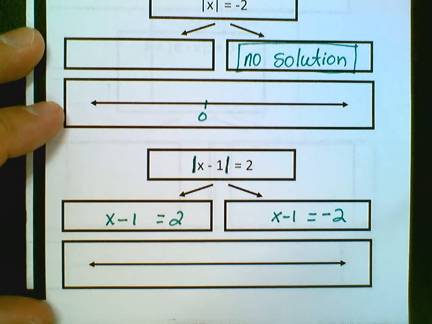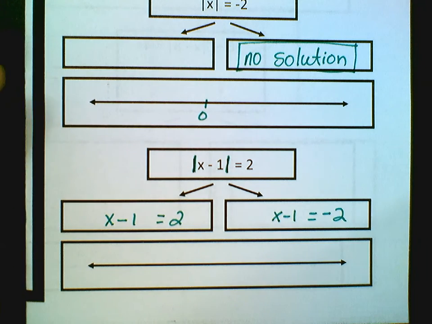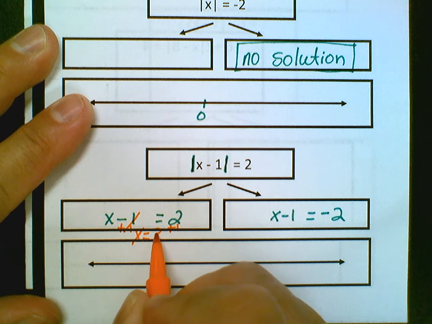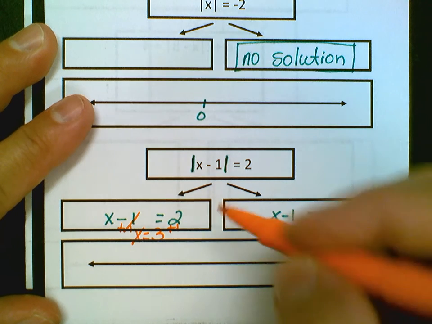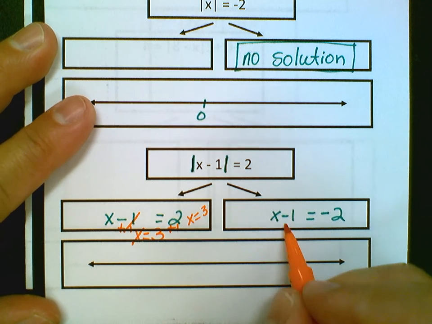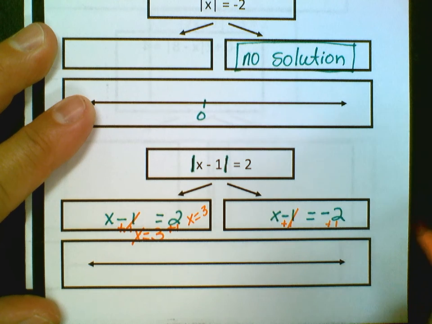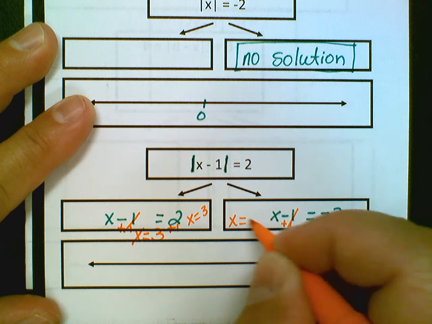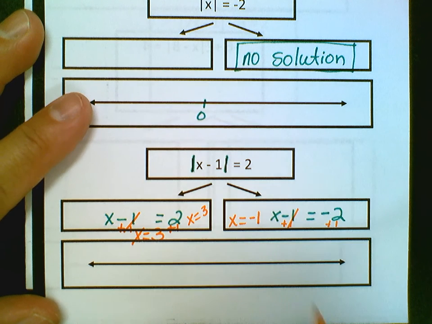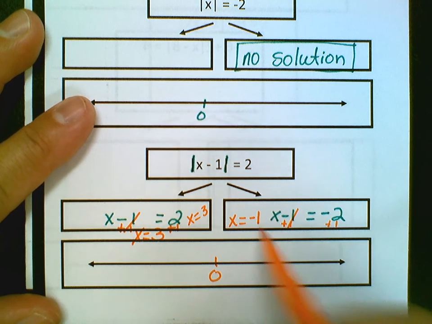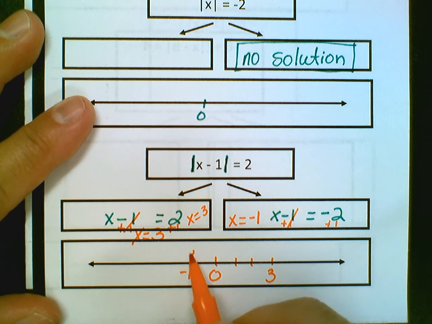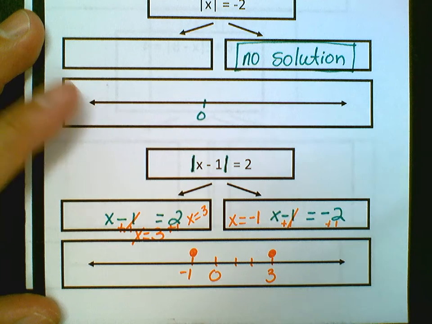So we actually have to write that. Now we have a little work to do. If I add the 1 over, I get x equals 3 here. If I add the 1 here, then I get x equals -2 plus 1 is -1. Okay, so I have x equals -1 and x equals 3. So this is my graph.